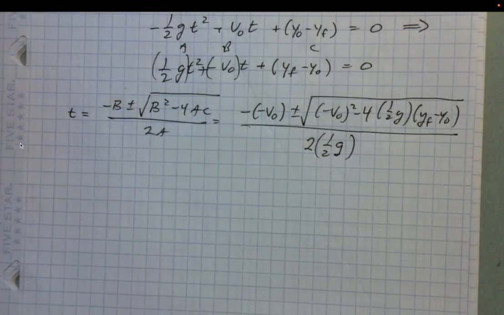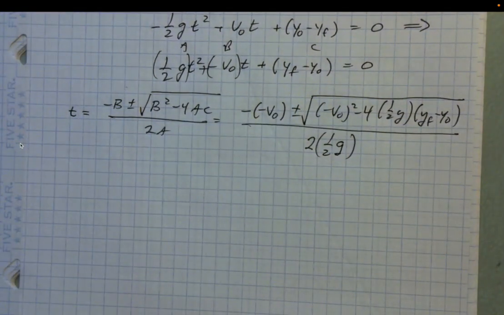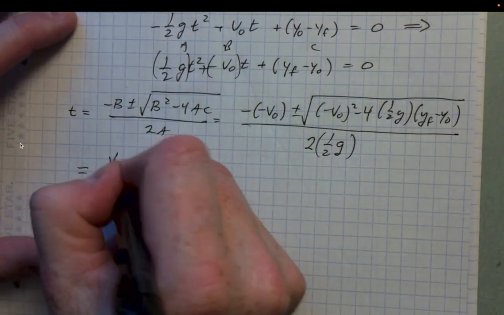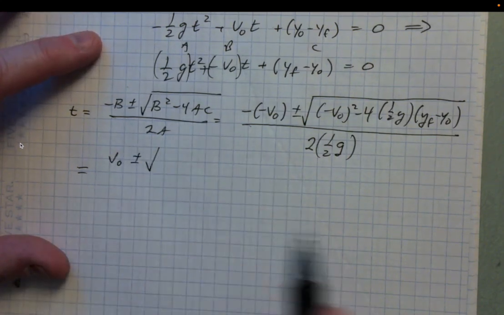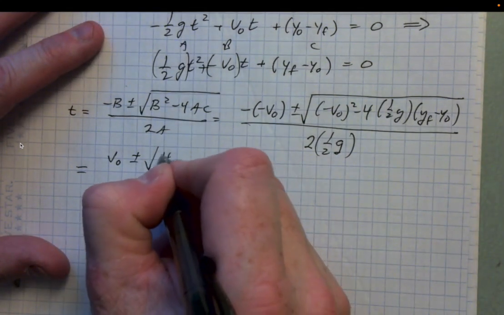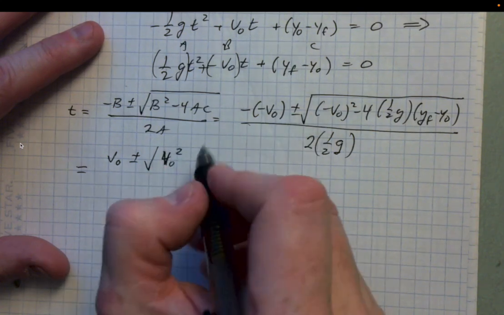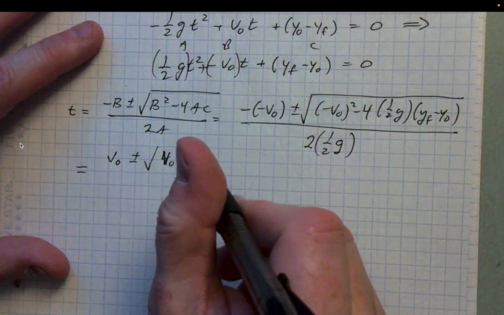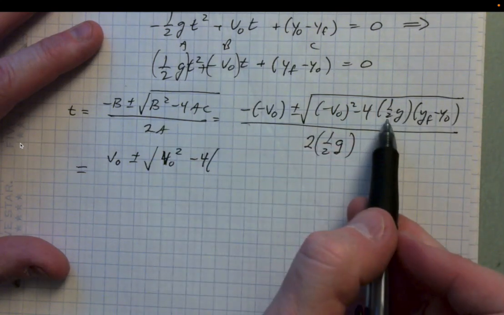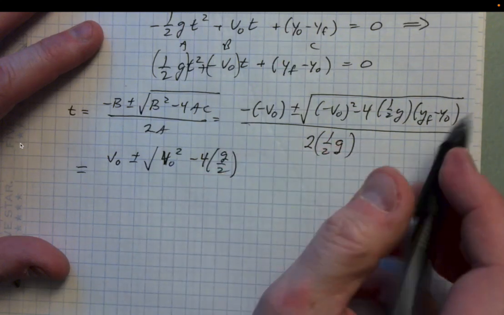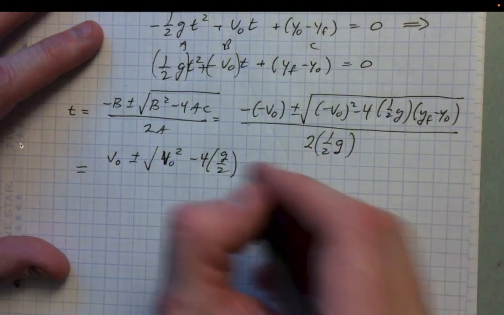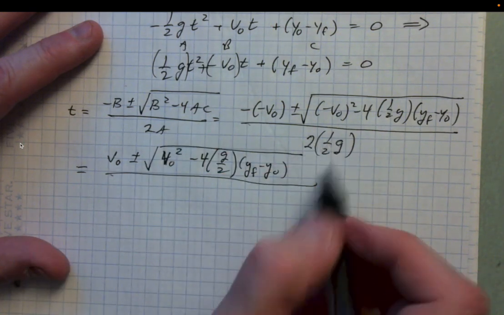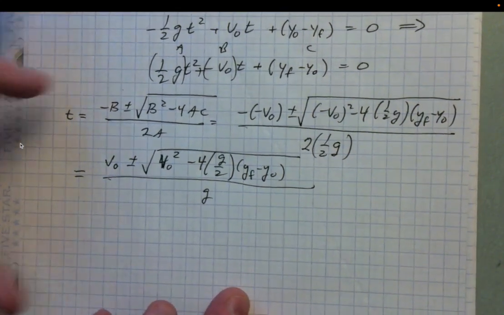Okay, right, so I've got the whole expression here. All I really need to do is just plug in all the quantities, and away we go. Let's simplify this a little bit first. I've got V naught out front plus or minus the square root of V naught squared minus 4 G over 2, and then YF minus Y naught. And then on the bottom, I'll just write G, right? 2 times 1/2 of G is just G.